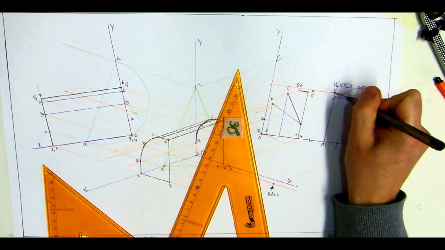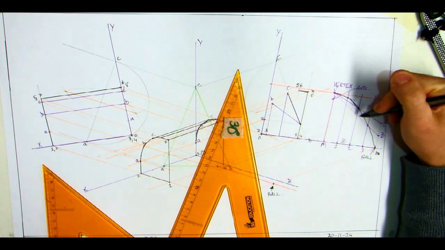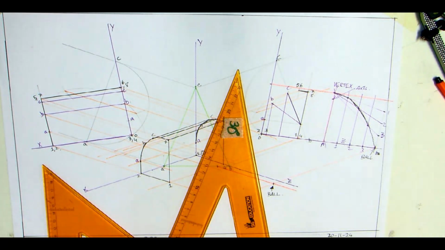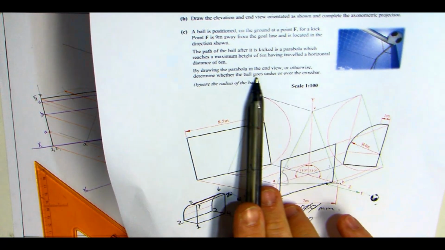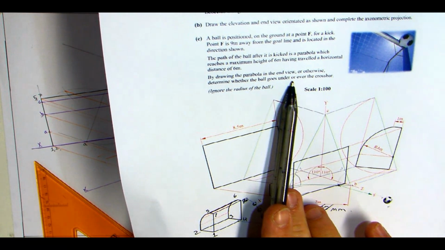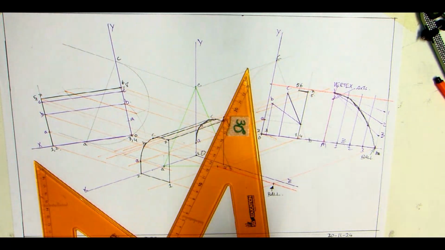Now can we copy that to the other side? Can we mirror that? Yeah. How do we mirror? Do we know how to mirror? Compass, good. The solution that you're looking for is the question on the page. It says, by drawing the parabola in the end view or otherwise, determine whether the ball goes under or over the crossbar. I've drawn half for you. Can you draw the other half and determine will that ball go in the net or not? Okay?